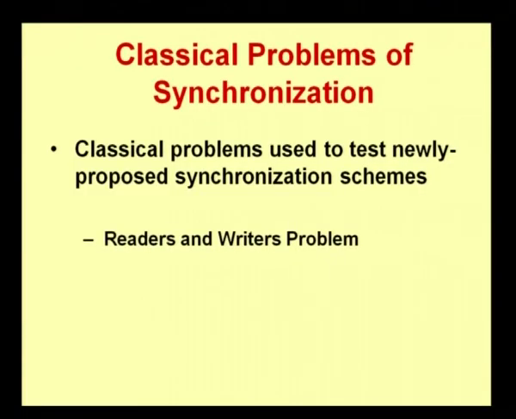Now let us see certain classical problems of this process synchronization. What are the problems? We have a problem called the readers writers problem. In one of our earlier lectures, we have seen a problem called the producer consumer problem. That is also a classical problem. So now we will see one other problem called the readers writers problem, which is a problem of process synchronization. So what is a reader writer problem?